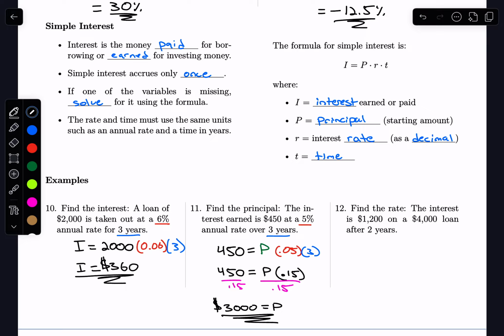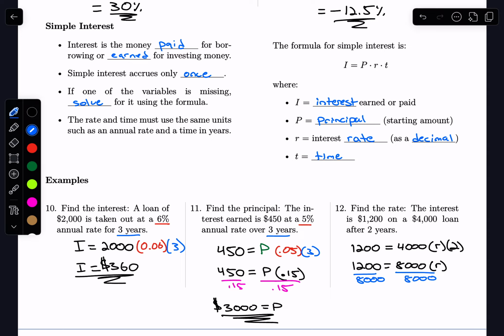So when we set this up, it says the interest is $1,200. So that's going to be my I on the left side. And we invested $4,000 into this loan for 2 years. So my principal is 4,000. I don't know what my R is, so I'm just going to put an R in there. But my time was 2. So I have 1,200 equals 4,000 times R times 2. If I simplify that right side, 4,000 times 2 is 8,000. So now all I have to do to get R by itself is divide both sides by this 8,000 number.